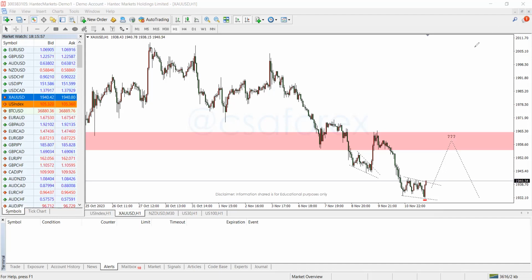Now, you also need to know the type of trader that you are. Are you a trend trader, or are you a counter trend trader? Now, if you're a counter trend trader, as you can see, the market is going down. That means that you'll be looking forward to buying. So this is the area to concentrate on for buying.